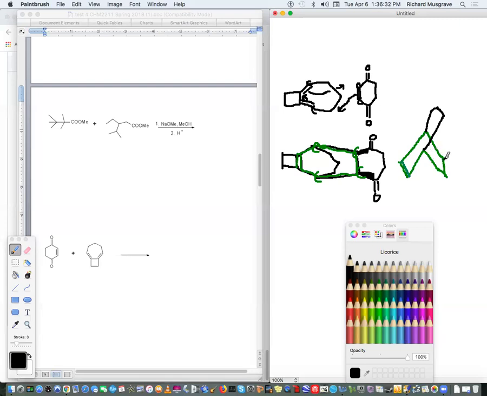And then you've got the 6-membered ring that's going to be pointing up or down. And then you've got this 4-membered ring, which is going to be flat because it's on the double bond. I think that's it. Does anybody have any questions?